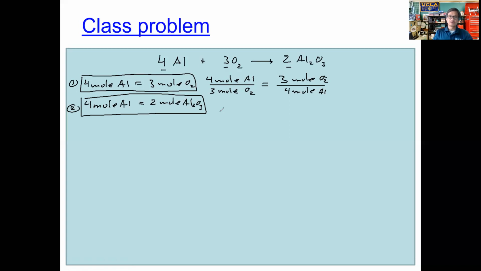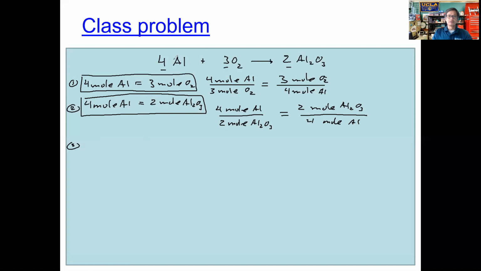Okay, and the first one being then 4 moles of aluminum over 2 moles of aluminum oxide. Take the reciprocal of this, that'll be then 2 moles of aluminum oxide and 4 moles of aluminum. And again, these two ratios, those two fractions, will also be exactly equal to one another. Okay. All right, let's do the last one.